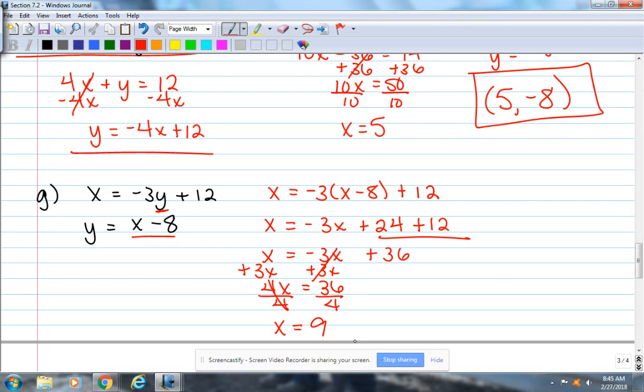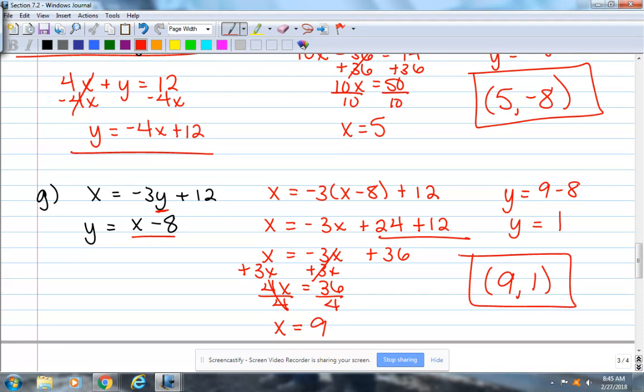So if x equals 9, how do I get y? Yeah, it says over there y equals x minus 8. So y equals 9 minus 8. So y equals what number? So what's my ordered pair? 9, 1. So that is the end of our lesson on substitution.